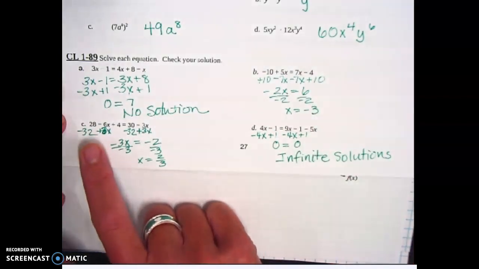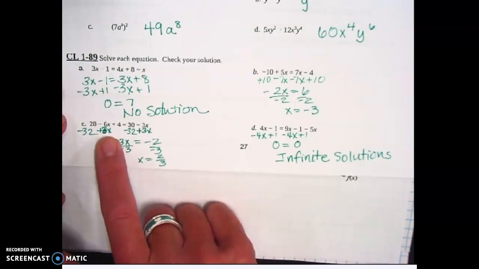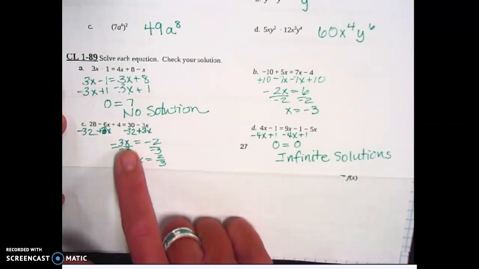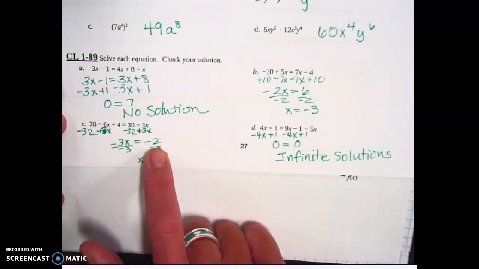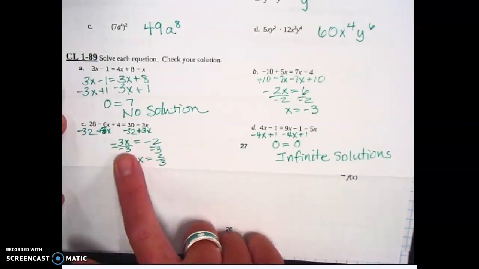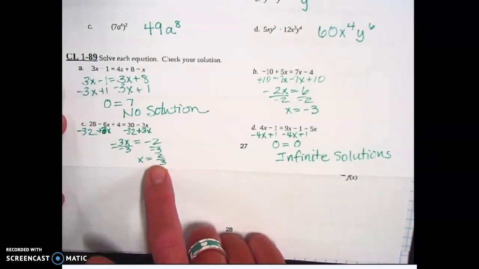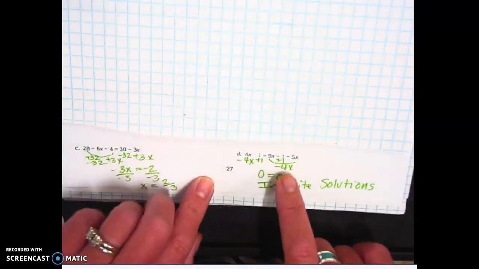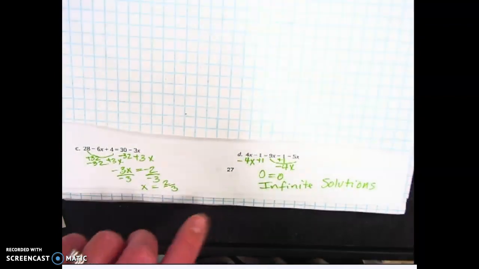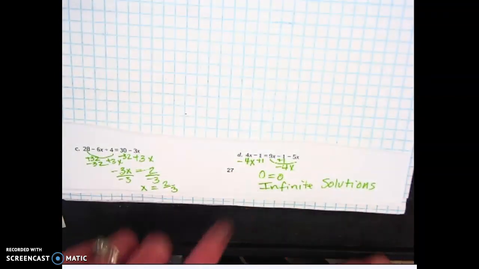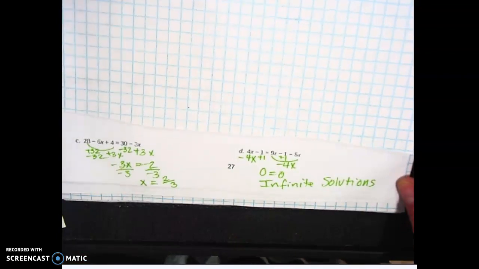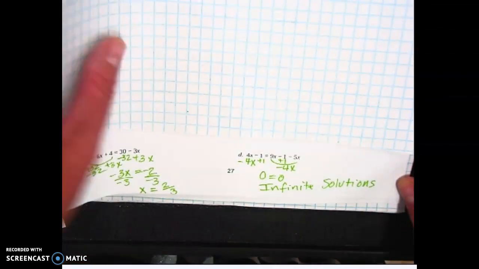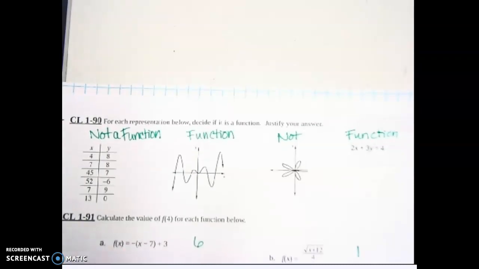Part C, we're going to subtract 32 from both sides, and we're going to add 3x to both sides, so we get negative 3x equals negative 2. And then we're going to divide both sides by negative 3, and we end up with 2/3. And part D, we're going to subtract 4x from both sides and add 1 to both sides. We end up with 0 equals 0. When you end up with 0 equals 0, you get something called infinite solutions.